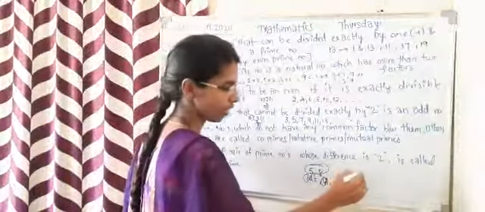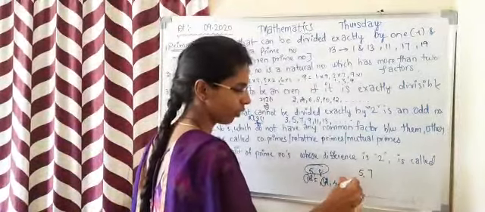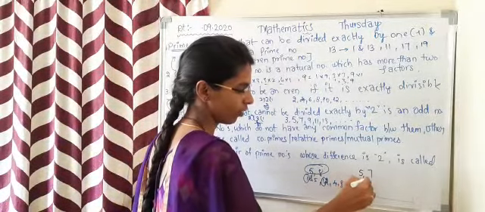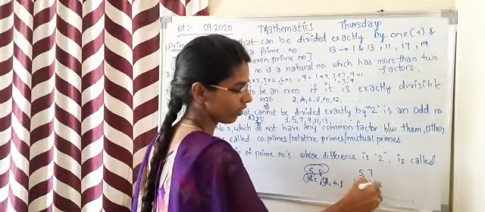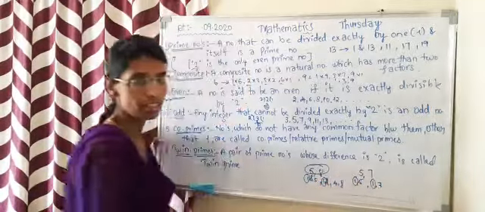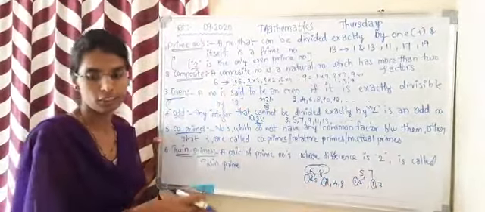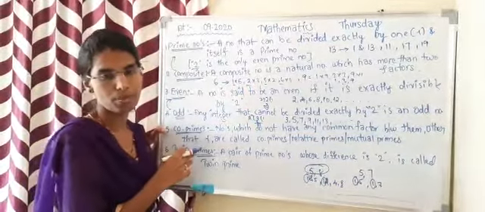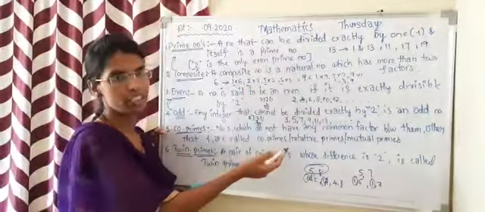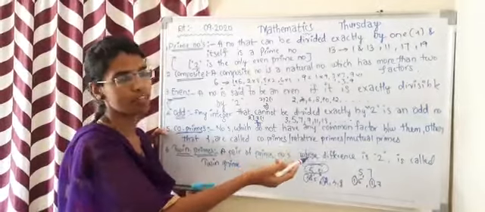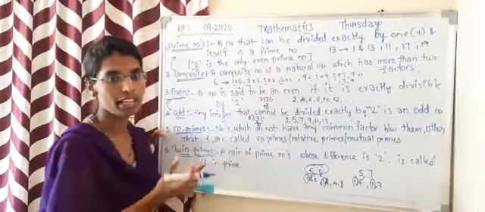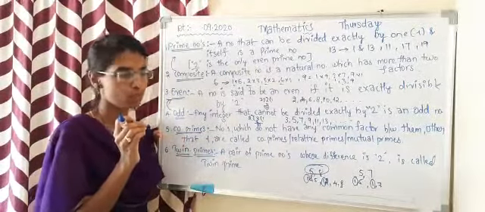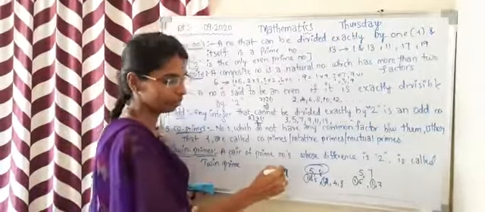For example, if we take 5 and 7, the factors are 1 and 5, and 1 and 7. The common factor is only 1. Therefore, they are called co-primes. And these co-primes are also called relative primes and mutual primes. Why? Because they have a mutual factor which is only 1.